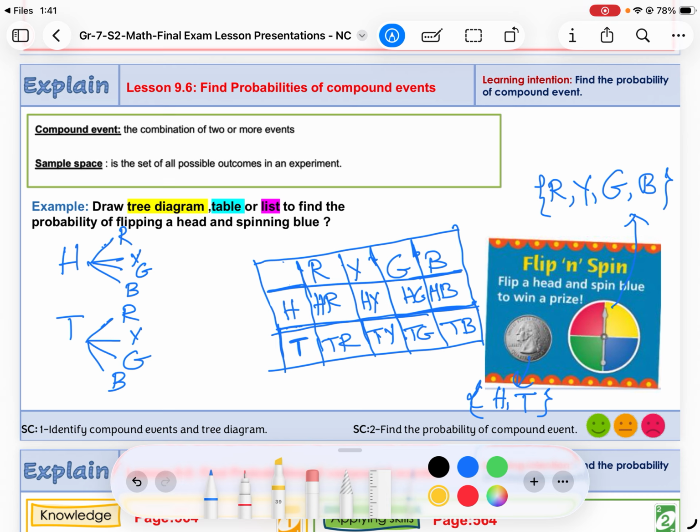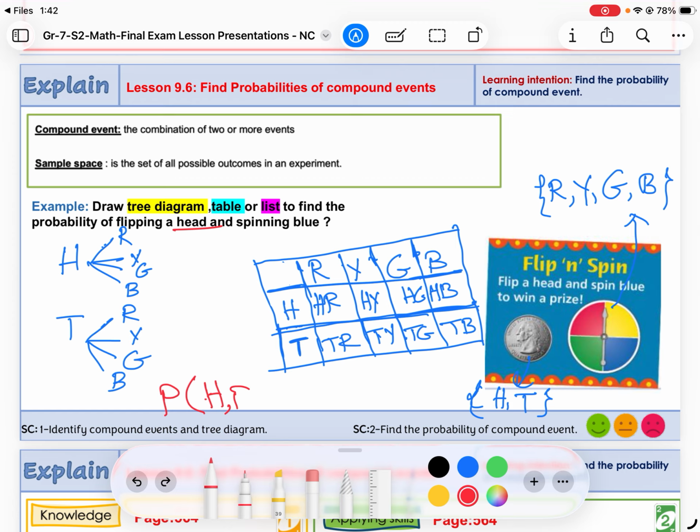Now let's go back to our question where they ask you what's the probability that you are going to get head and blue. Oh, for this one we use just normal parentheses. So what's the probability you are gonna get head and blue? You go ahead and you look at the head, of course. We're gonna exclude the tail because we want to get a head.